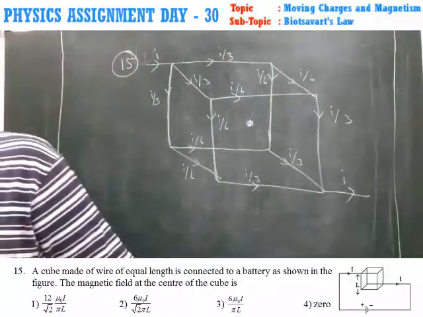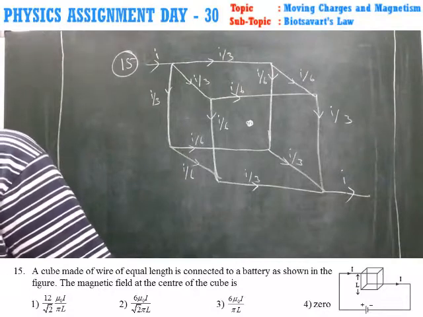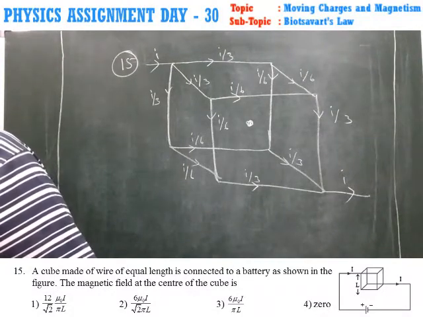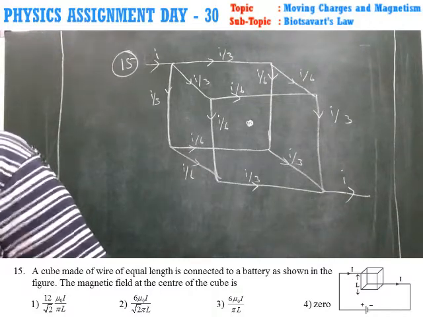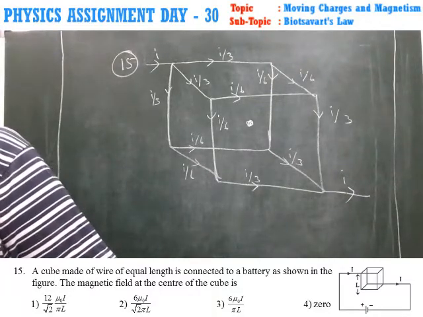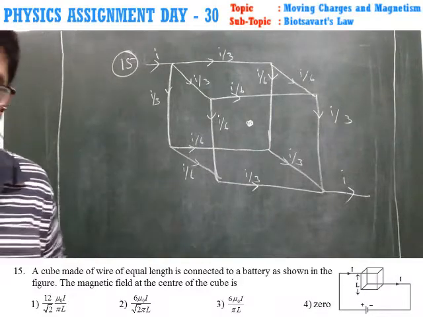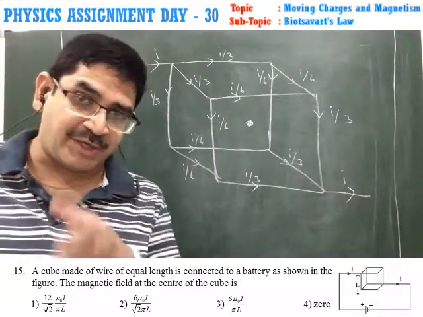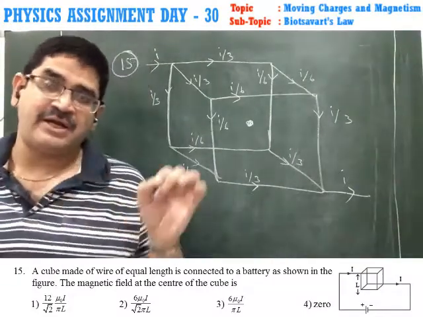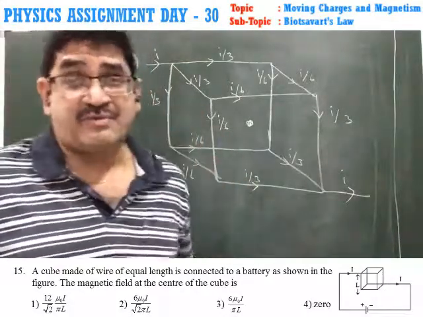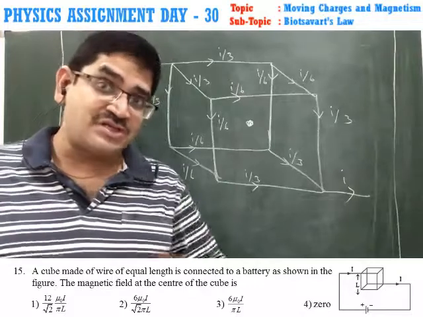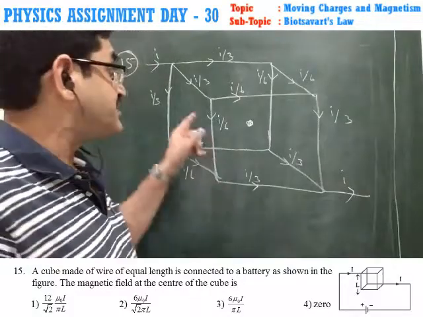Students, in the 15th question, a cube made of wire of equal length is connected to a battery as shown in the figure. I am not drawing the figure, but I am showing you this. The magnetic field at the center of the cube is to be found. You have connected a battery, and from the battery current passes through the cube. So I have drawn a bigger diagram of the cube to check what the distribution of the current in the cube is.